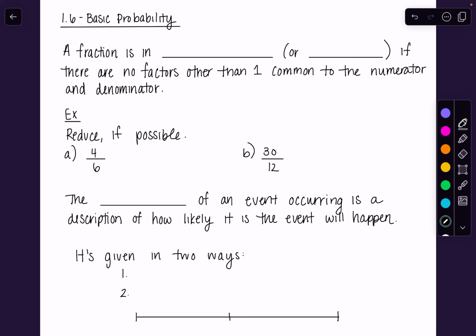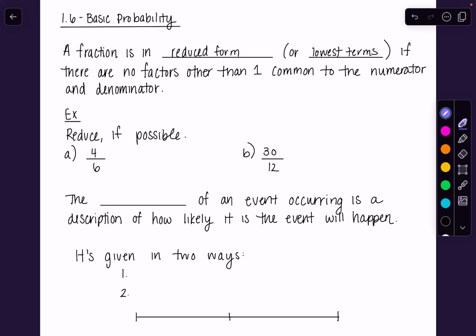So we say a fraction is in reduced form, or also in lowest terms, if there are no factors other than one common to the numerator and denominator. So essentially meaning there's nothing I can divide the top and bottom by. It is in the simplest form. So we'll try just two examples. We're going to reduce if possible.